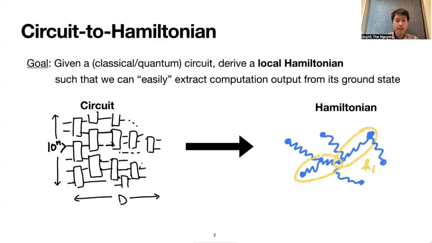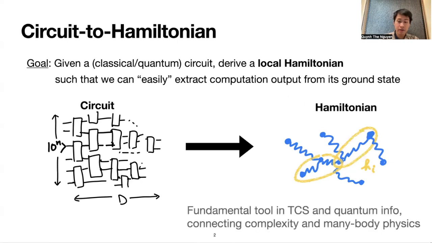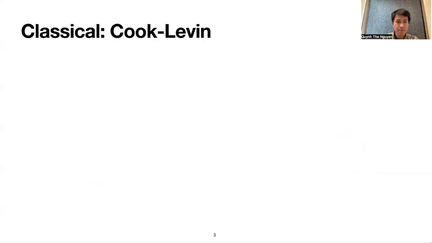I will start by defining circuit to Hamiltonian mappings. The goal in these mappings is that given a circuit, we want to derive a local Hamiltonian such that we can easily extract computation output from its ground state. And this is a fundamental tool in TCS and quantum information. It provides many interesting connections between complexity theory and many-body physics.